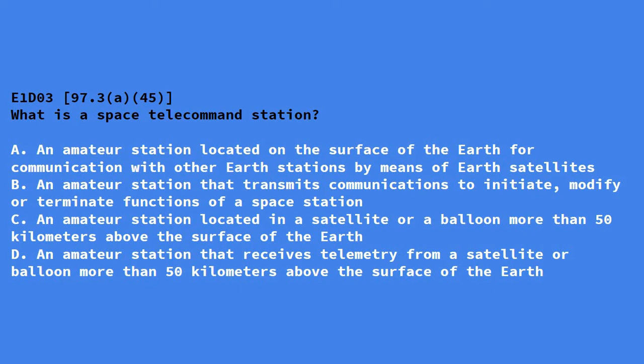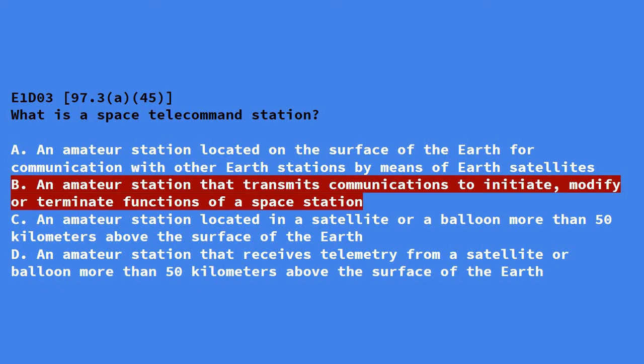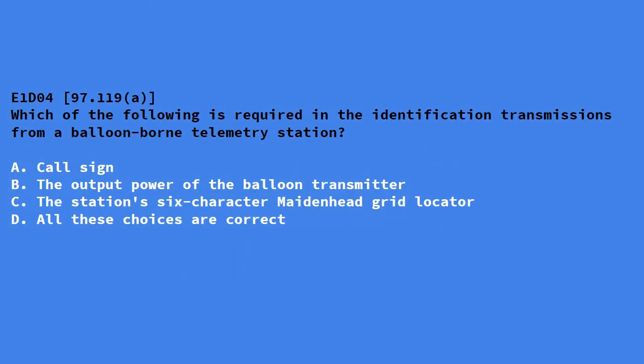E1D03, what is a space telecommand station? Answer is an amateur station that transmits communications to initiate, modify, or terminate functions of a space station. E1D04, which of the following is required in the identification transmissions from a balloon-borne telemetry station? Answer is call sign.